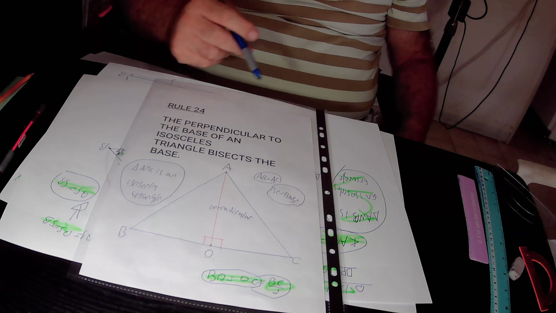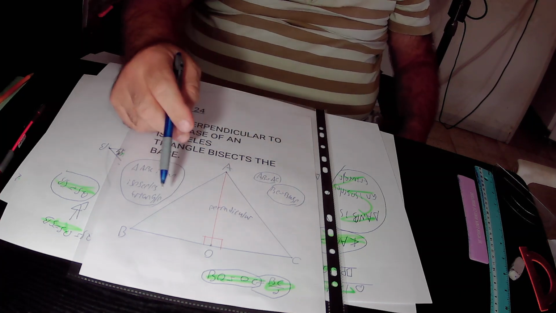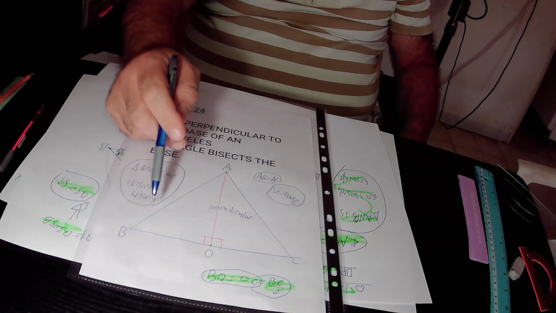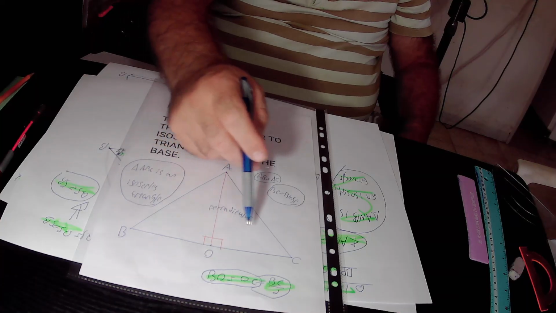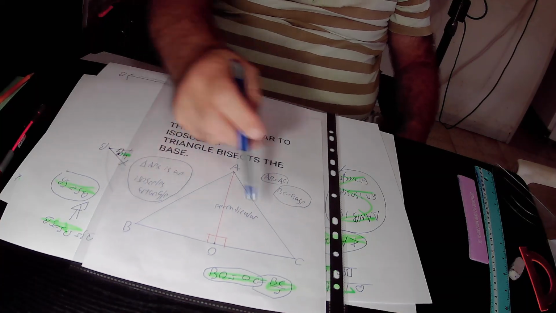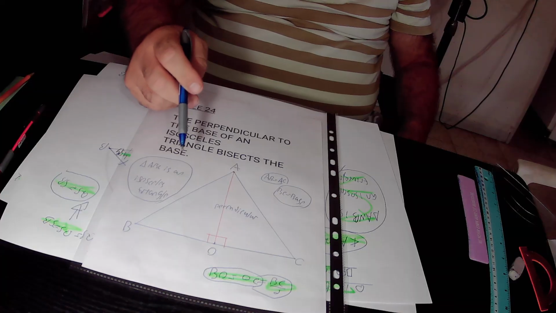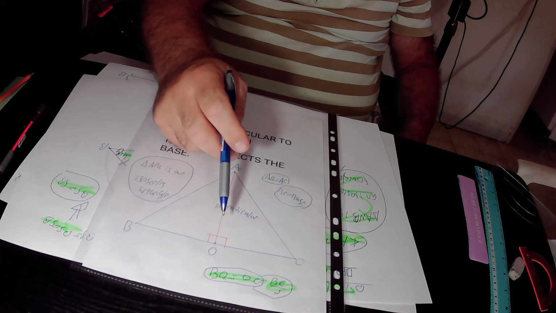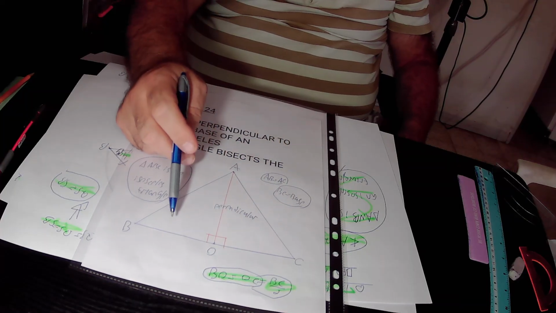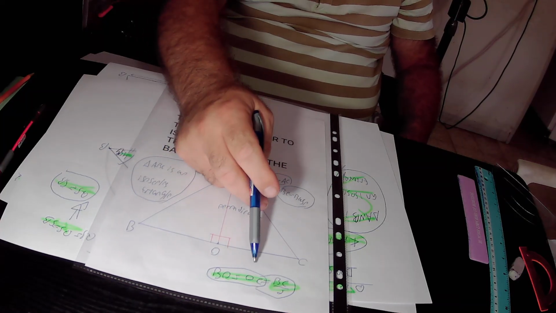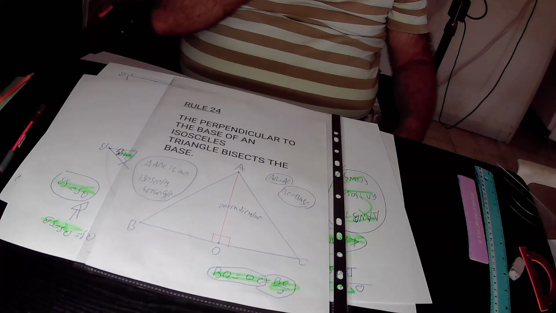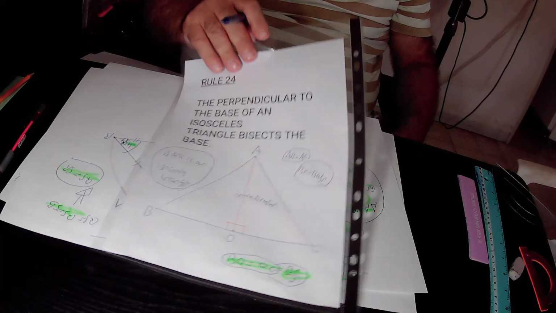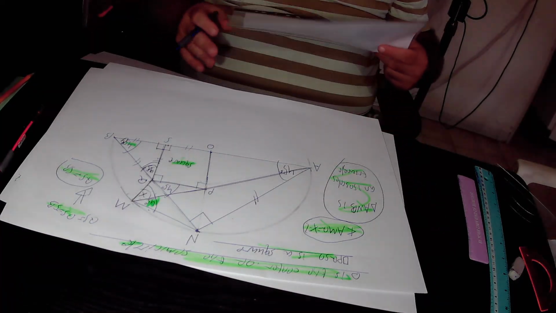That is to say, it divides the base BC into two halves. The first half is BO and the second half is OC. Each half equals BC over 2, of course. So BO equals OC equals BC over 2. So we can actually implement rule 24 in our drawing.